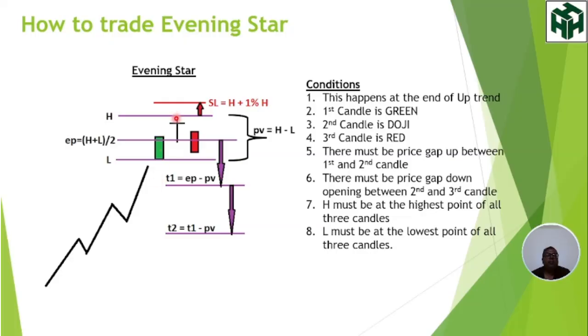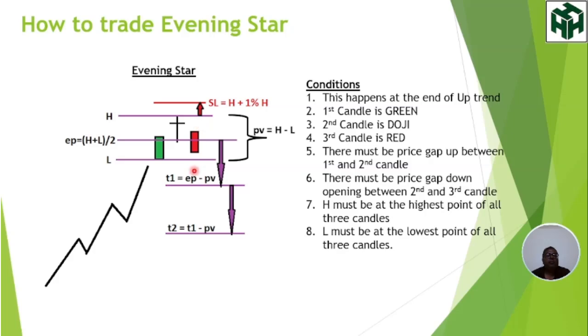Here the combination of three candles is forming overall high and low. So the high of all the three candles is marked as H, and the low of all the three candles is marked as L. So EP, the pivotal point EP, is (H plus L) by 2, from which we'll be setting our targets. So here H minus L is a PV point, which will be taken as a target from the EP point. So target 1 will be EP minus PV, target 2 will be T1 minus PV, and the stop loss will be 1% higher than the overall high of the combination of these three candles.